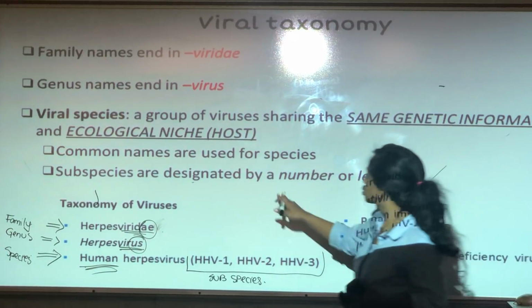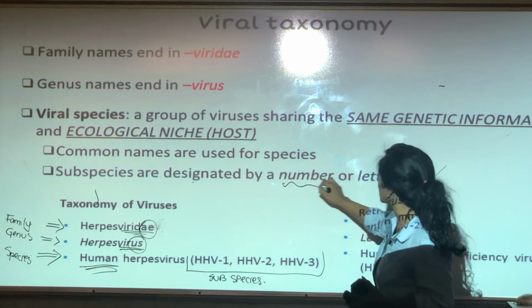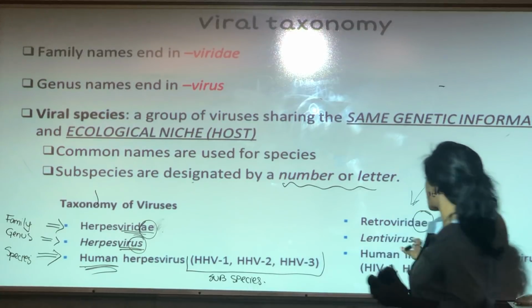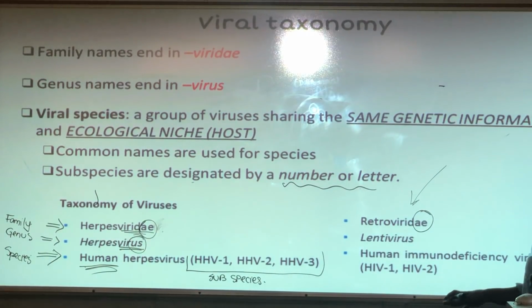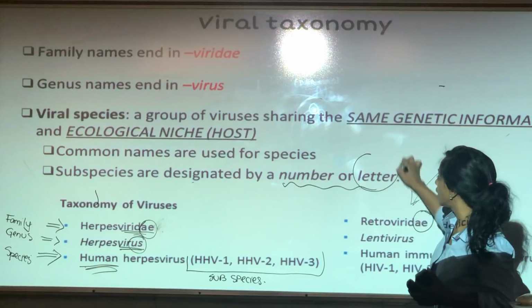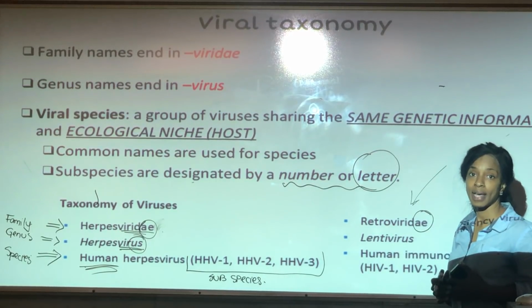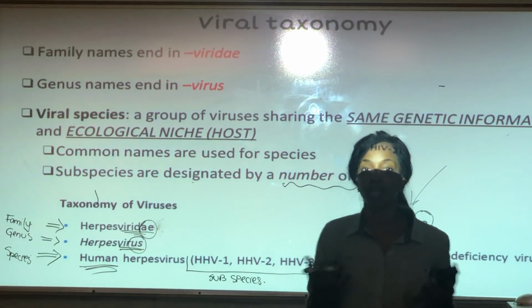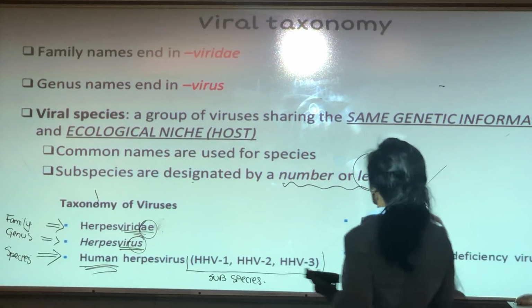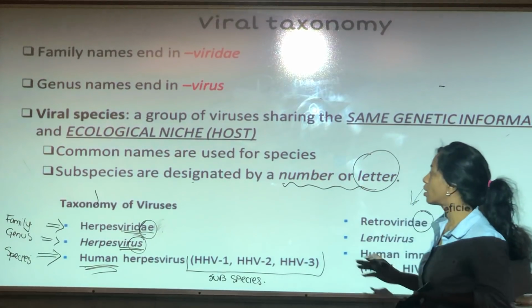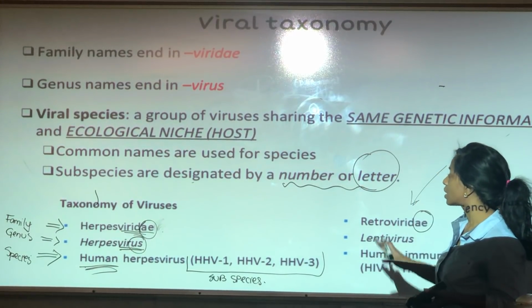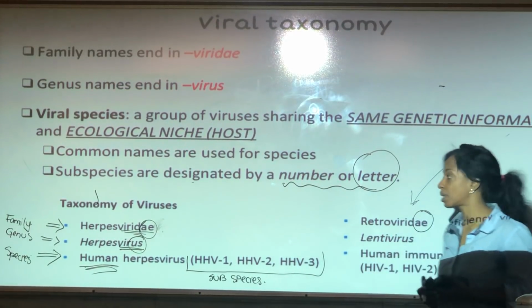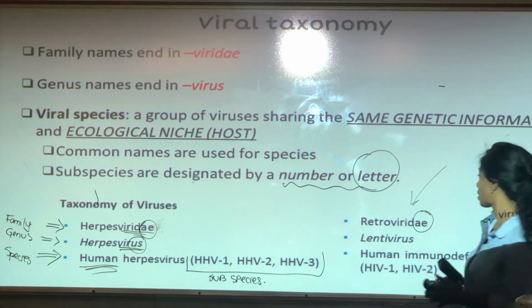All right, so subspecies are designated with a number or letter. And in the case of herpes virus and our lentivirus, these are indicated with numbers. Can you think of any viruses that have letters at the end? So what about hepatitis, right? Hepatitis A, B, C, D, those have letters at the end, right? So some of the viruses have, as the subspecies, a number or letter. Here we have numbers, but sometimes it can be a letter.